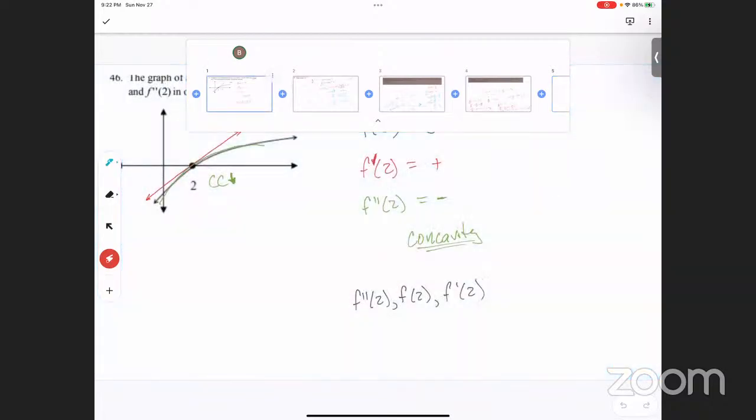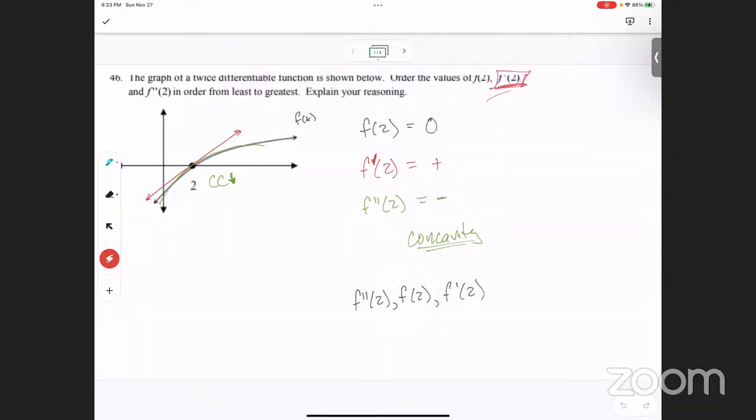The first one of these, or the first? Yeah, the first slide. Okay.